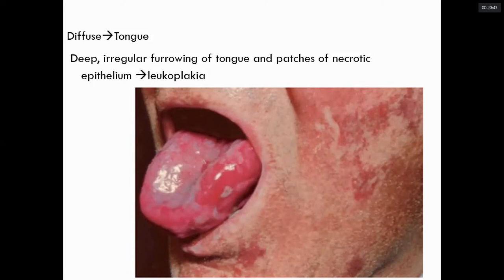In the tongue, we can see deep irregular fissuring of the tongue with patches of necrotic epithelium, which is called leukoplakia. You can see grayish white patches over the tongue. These are leukoplakia.